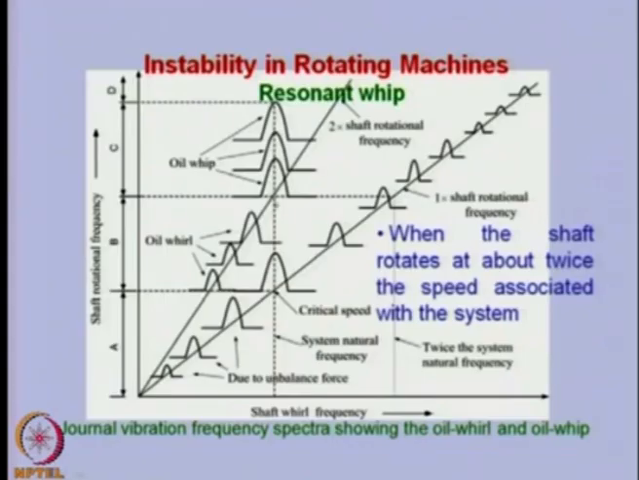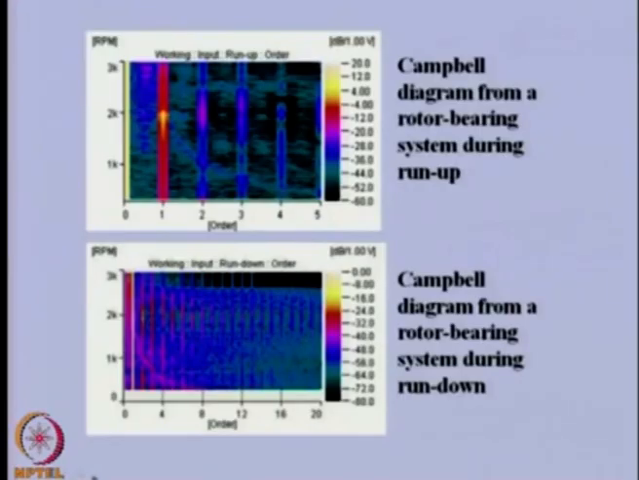So, this particular oil whip occurs when the shaft rotates at about twice the speed associated with the system. This is a typical experimental plot of the run up, and this is for run down for the similar thing. You can see this corresponds to the first critical speed. There are large oscillations here, and some subcritical phenomena are also observed in the first plot. The second plot is for run down, where there are more unstable regions.